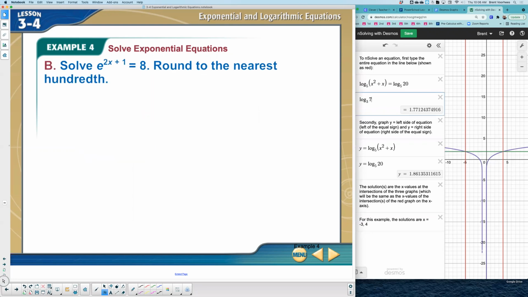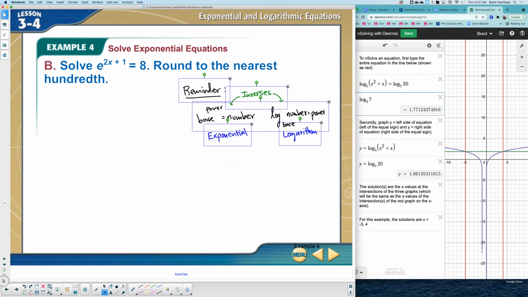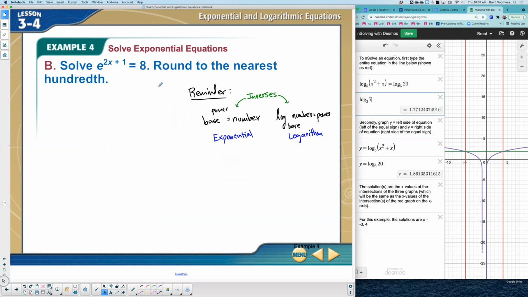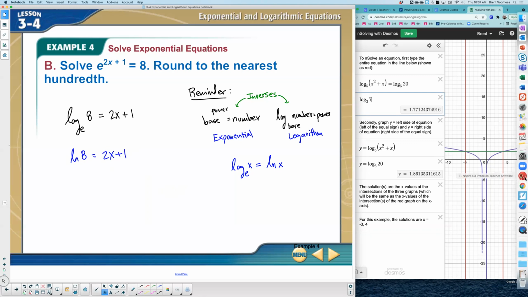On 4B, I look at it, and again, this is isolated. So I can change it to a logarithm. So log, my base is e. These two switch, of 8 equals 2x plus 1. Now there are a few things I can do to solve. I want to remind you that log base e of anything, so I'll just do x, is going to equal the natural log of x. So I'm going to first rewrite this as the natural log of 8 equals 2x plus 1. But to isolate the x, I would subtract 1.